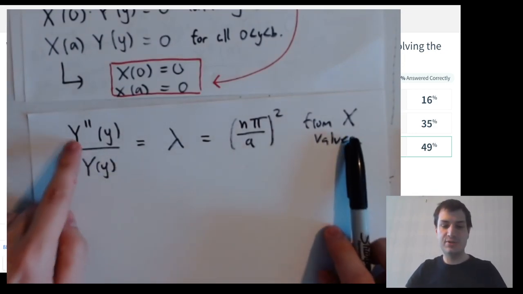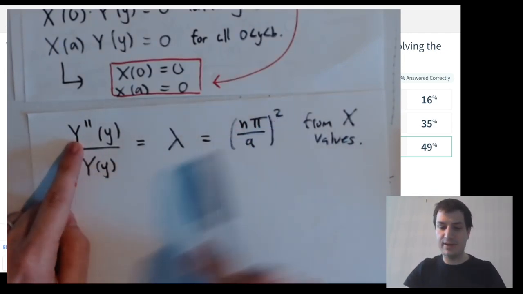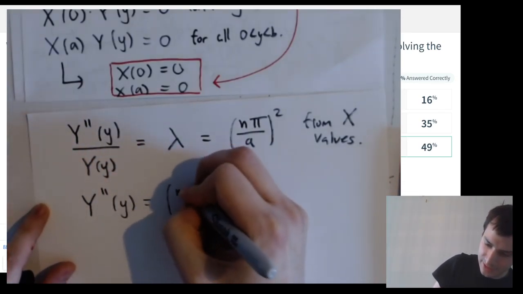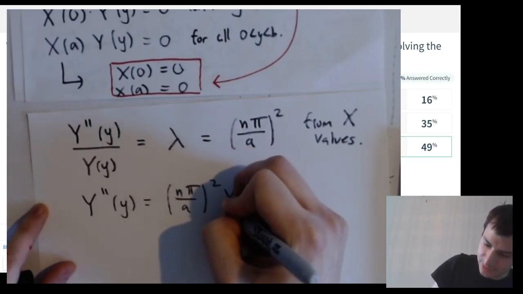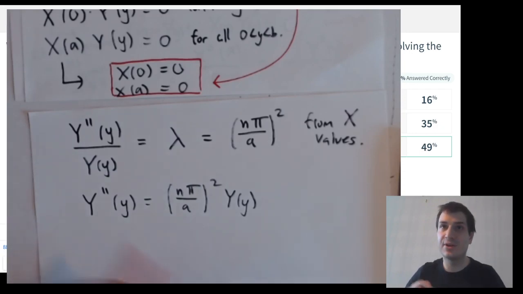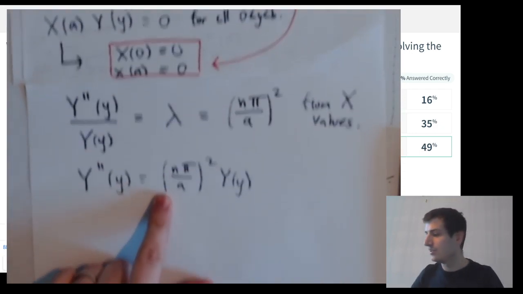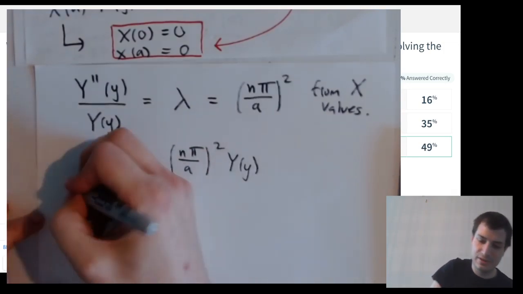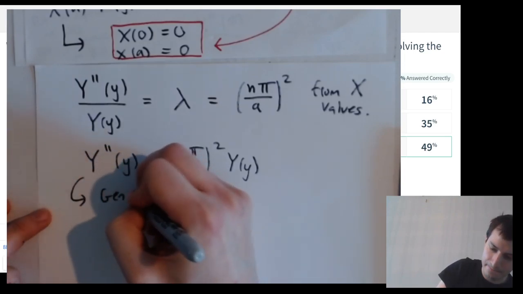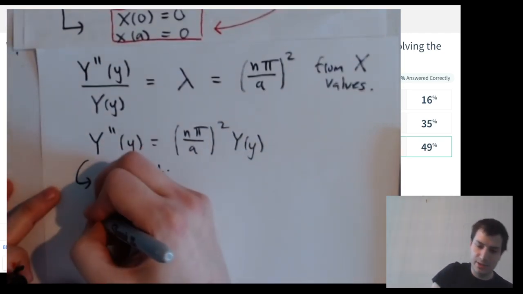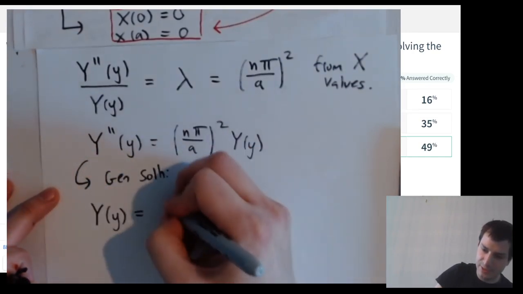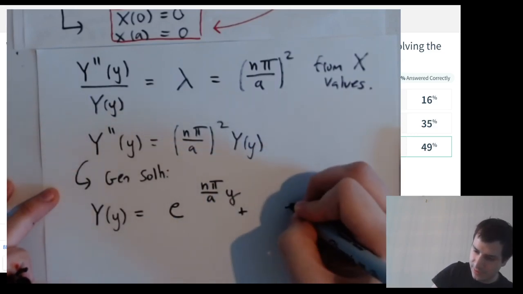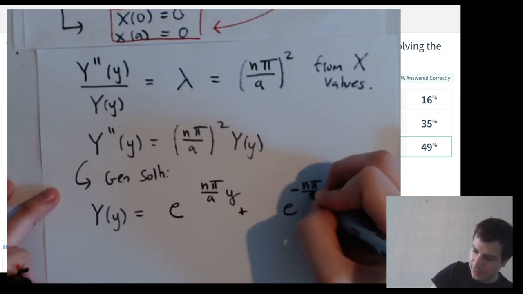What is the solution to Y double prime equals n pi over a squared times Y? Let me call it y, because that's what it's called. Y double prime is equal to this constant n pi over a squared times Y of y. So this is not sines and cosines anymore, because this number is positive. Because this is a positive number, the solutions are not sines and cosines, they are exponentials. So the general solution is exponential. So it's e to the power n pi over a y, that's one solution, plus e to the power minus n pi over a y.